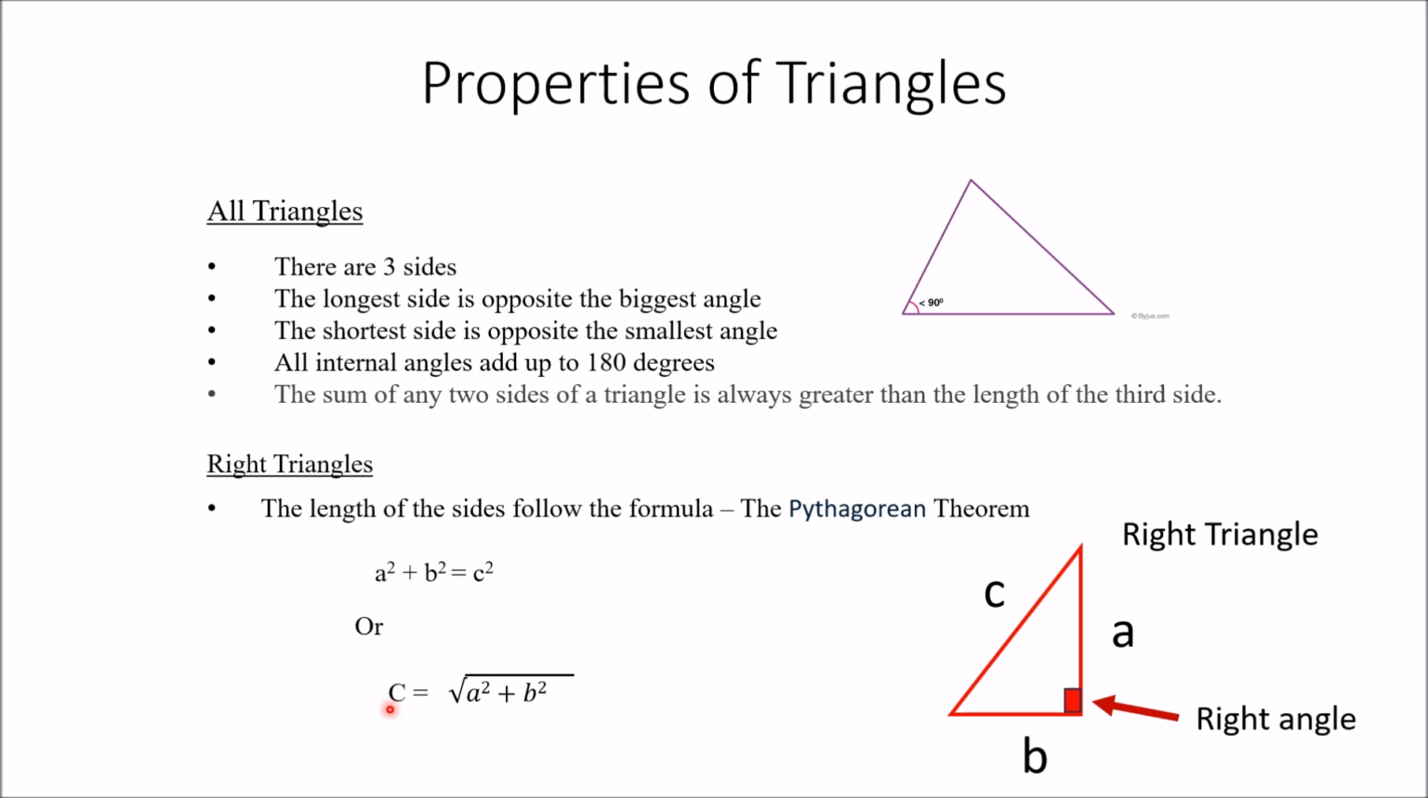And this is the formula. C is the square root of A squared plus B squared. And A squared obviously is just A times A, and B squared is B times B. So you can do this on a calculator rather than manually. You just take A multiplied by itself, add to it B multiplied by itself, and then take the square root of both, and you'll have the length of C.